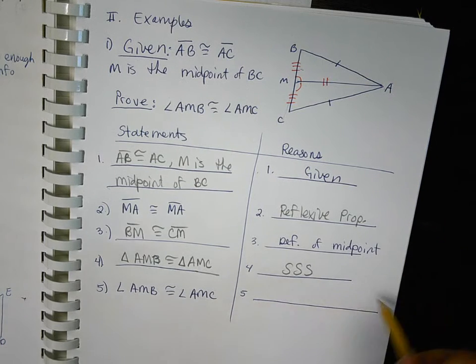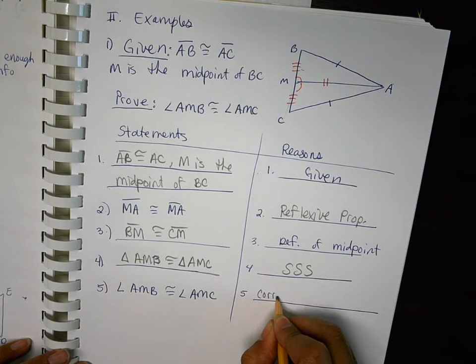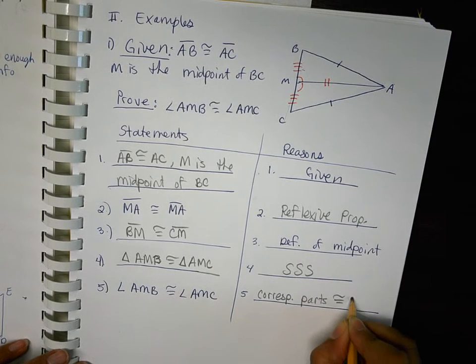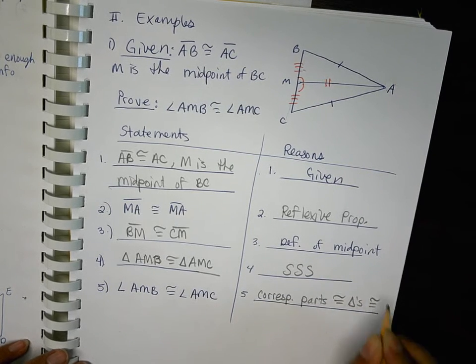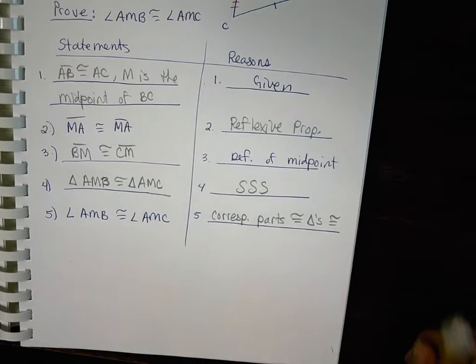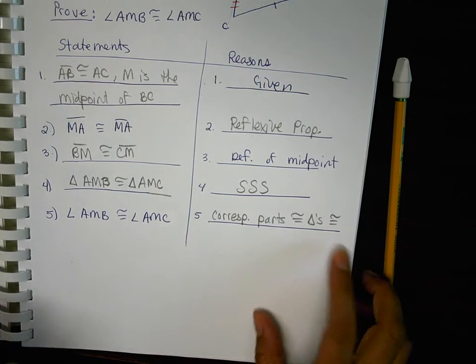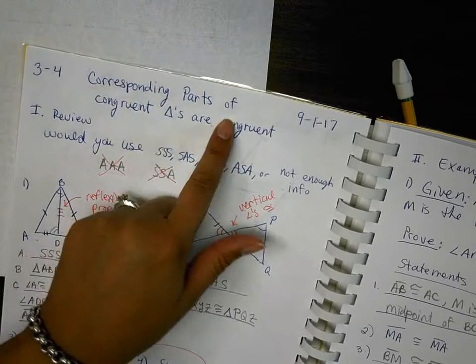Corresponding parts of congruent triangles are congruent. So that's the shortest shorthand I will accept. Corresponding parts of congruent triangles are congruent. And you're thinking that's a long time. That is much better than writing all this down. Do you agree? Every single time you're doing a proof?